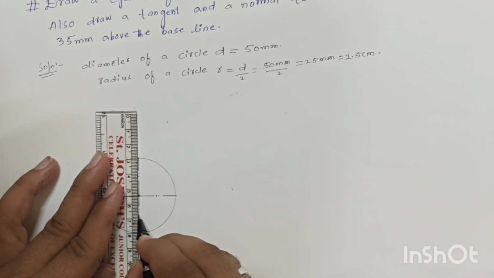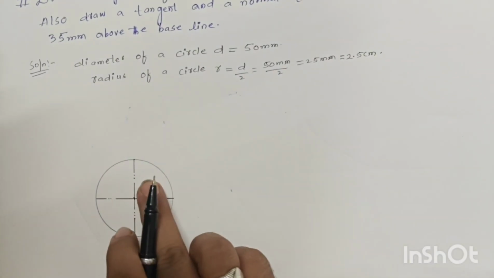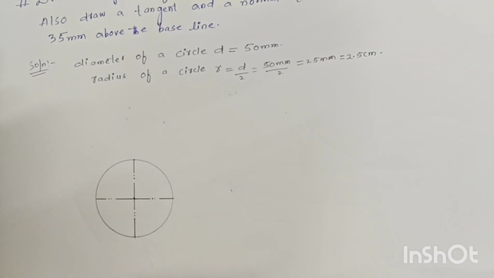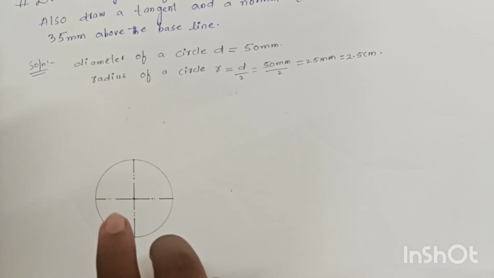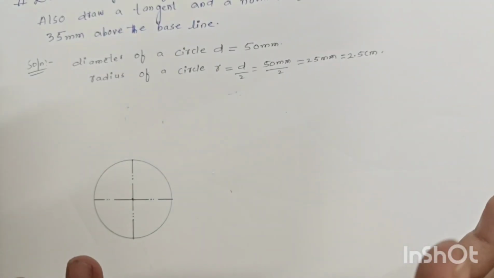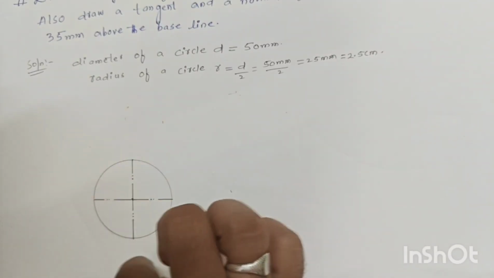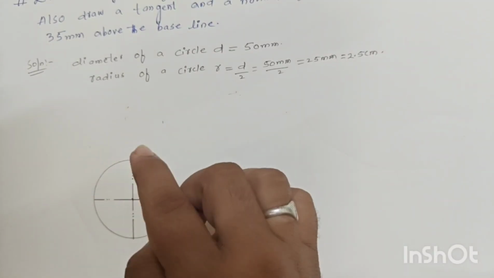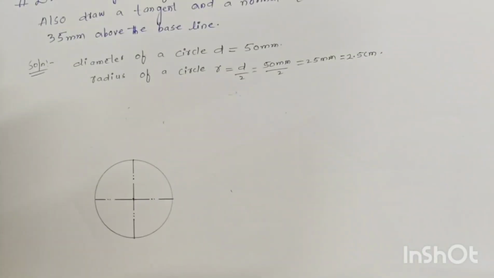Same thing we have to continue for the vertical. This circle we are divided into 4 part. Horizontal, vertical. Our intention is to divide this circle into 12 equal part. This is circle nothing but 360 degree. 360 by 12 nothing but 30 degree each.